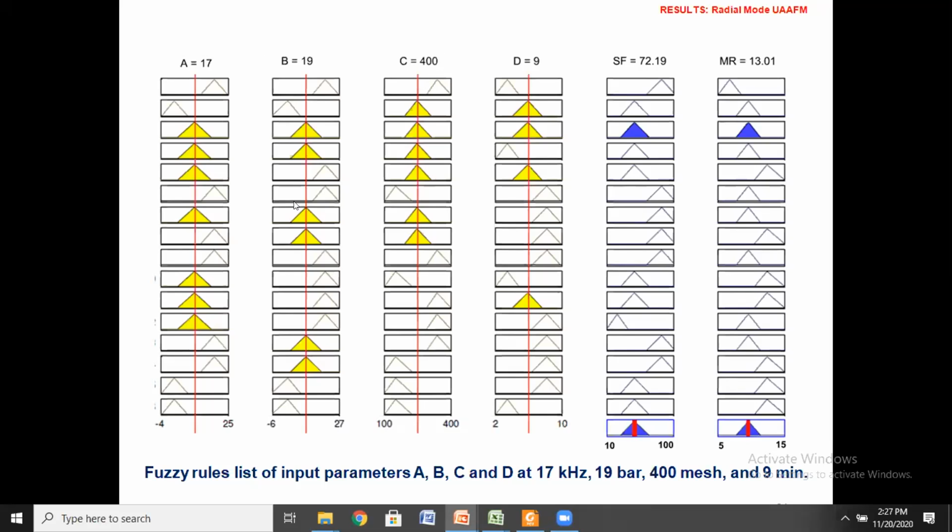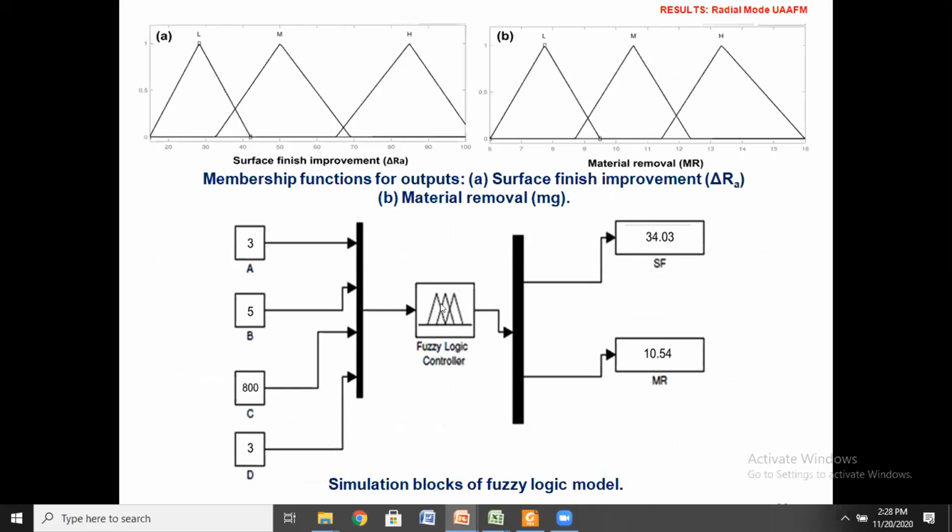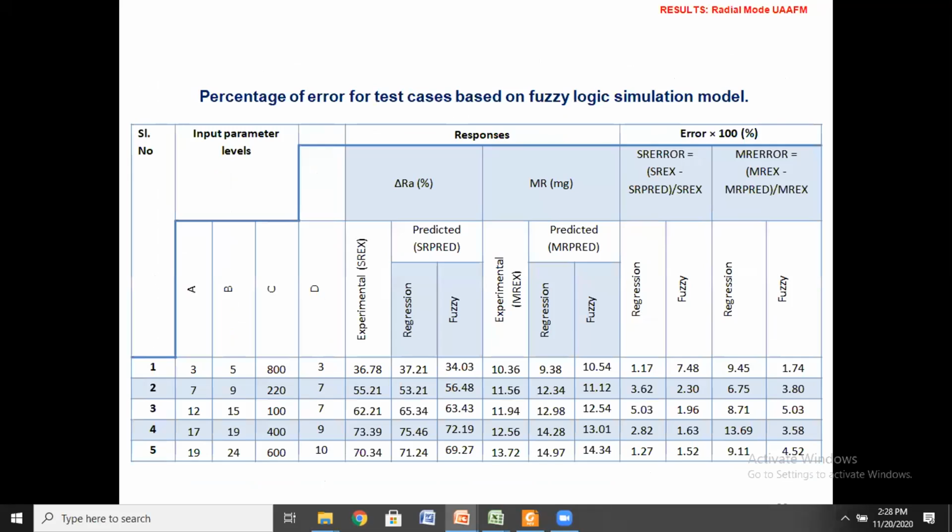So like that, you have to plan the set of rules, and if you double click this in MATLAB, you can add as many rules as possible, and after that you can freely predict the data, and you have to compare the prediction data like I did. Here you can see the percentage of error for test cases based on the fuzzy logic simulation model. Here we have done some confirmation experiments. That is also very important.